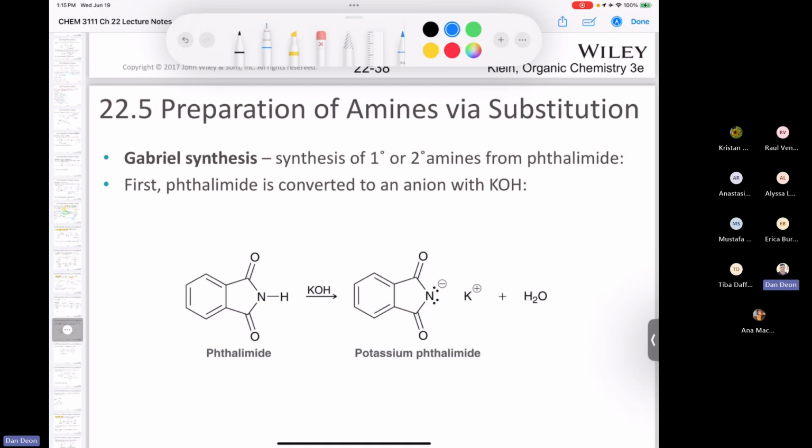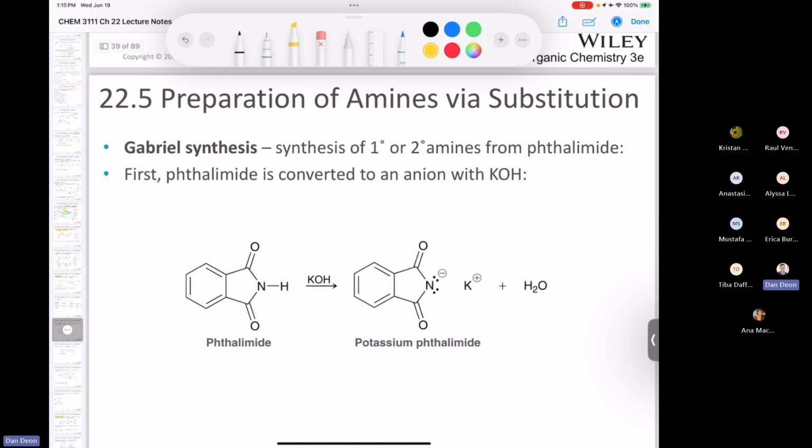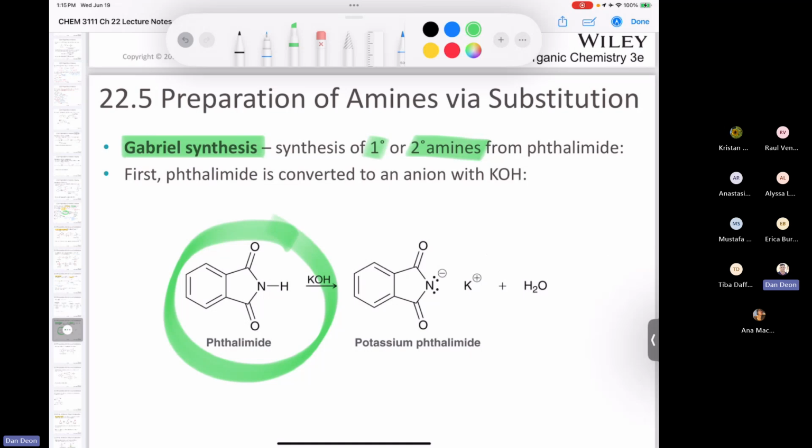Besides azide synthesis, another way to make a primary amine is to use what's called the Gabriel synthesis. And it says here, not only can you make primary amines, you can also make secondary amines from this fancy molecule. Is this quite a mouthful or what? Phthalimide. Anyhow, phthalimide is this compound here. It's probably a good idea to memorize its structure. And you can see that in phthalimide, the most acidic proton on the nitrogen can be removed using potassium hydroxide.